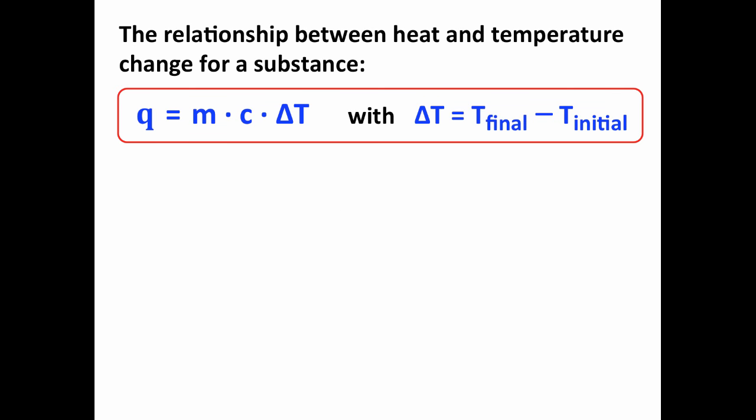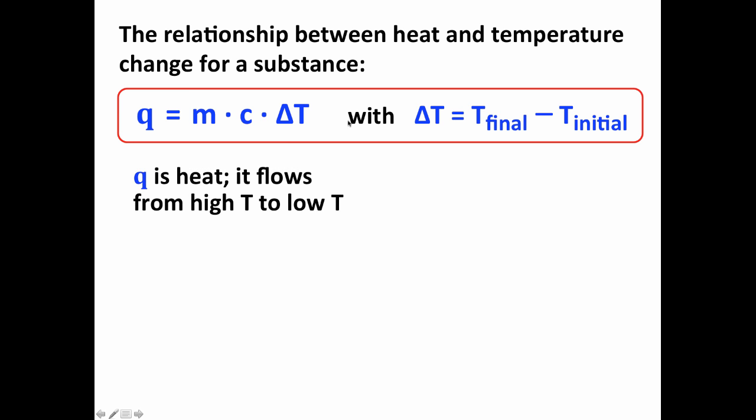In order to do this, we need to use the relationship between heat and temperature change for a substance, and that relationship is given by the equation Q = mcΔT, with ΔT = T final minus T initial. In this equation, Q is the symbol for heat, and heat always flows from the high temperature substance to the low temperature substance.